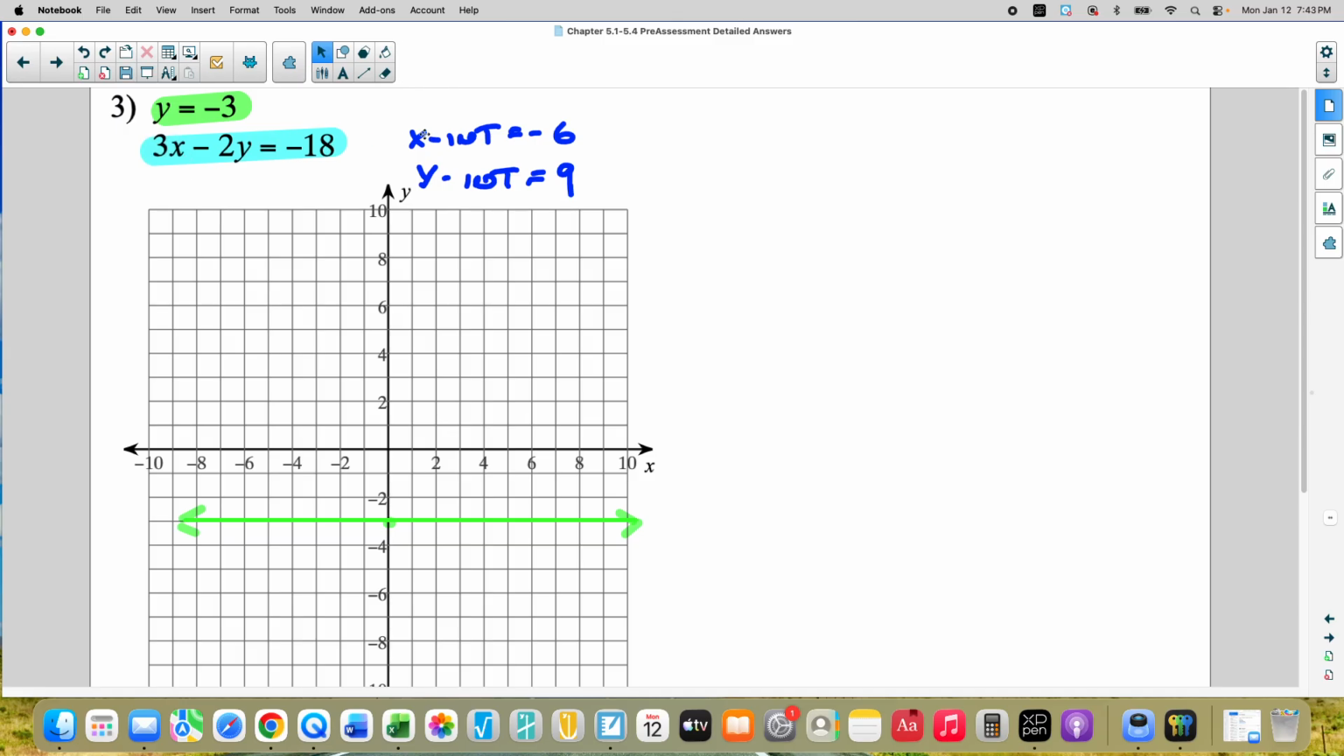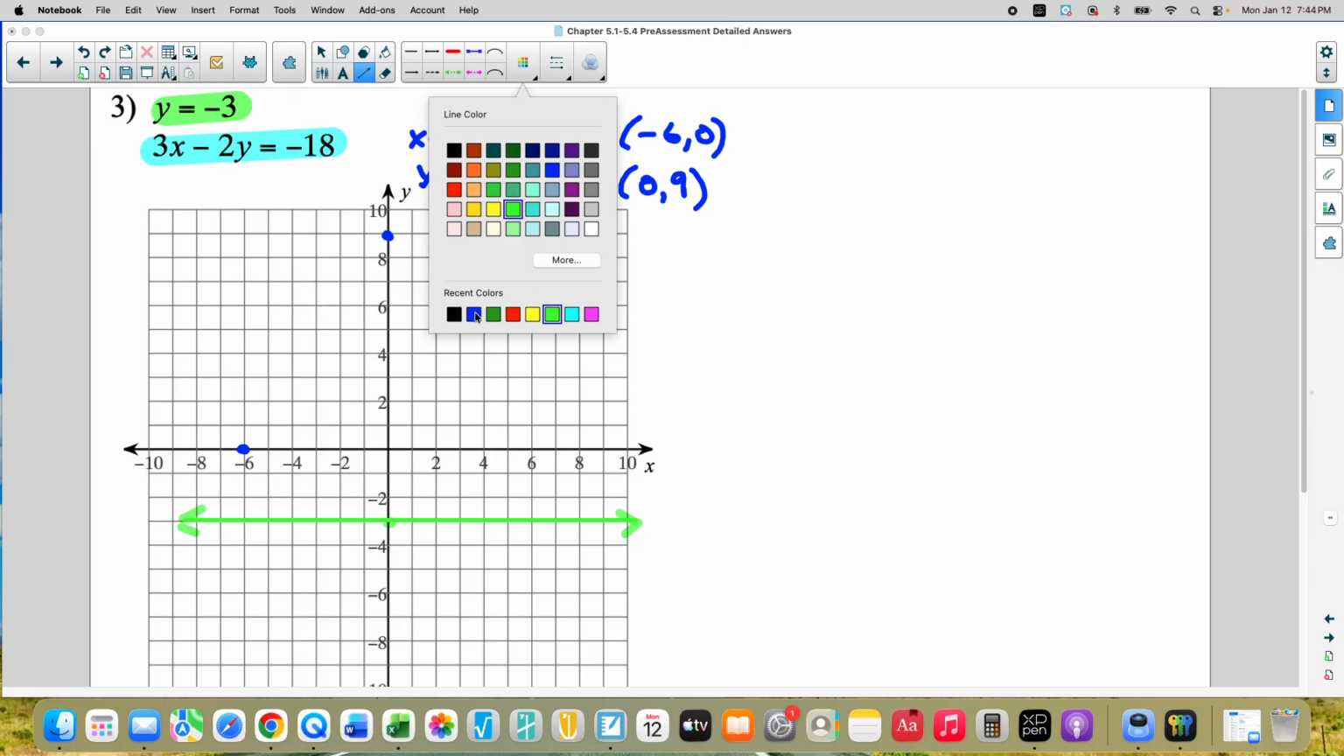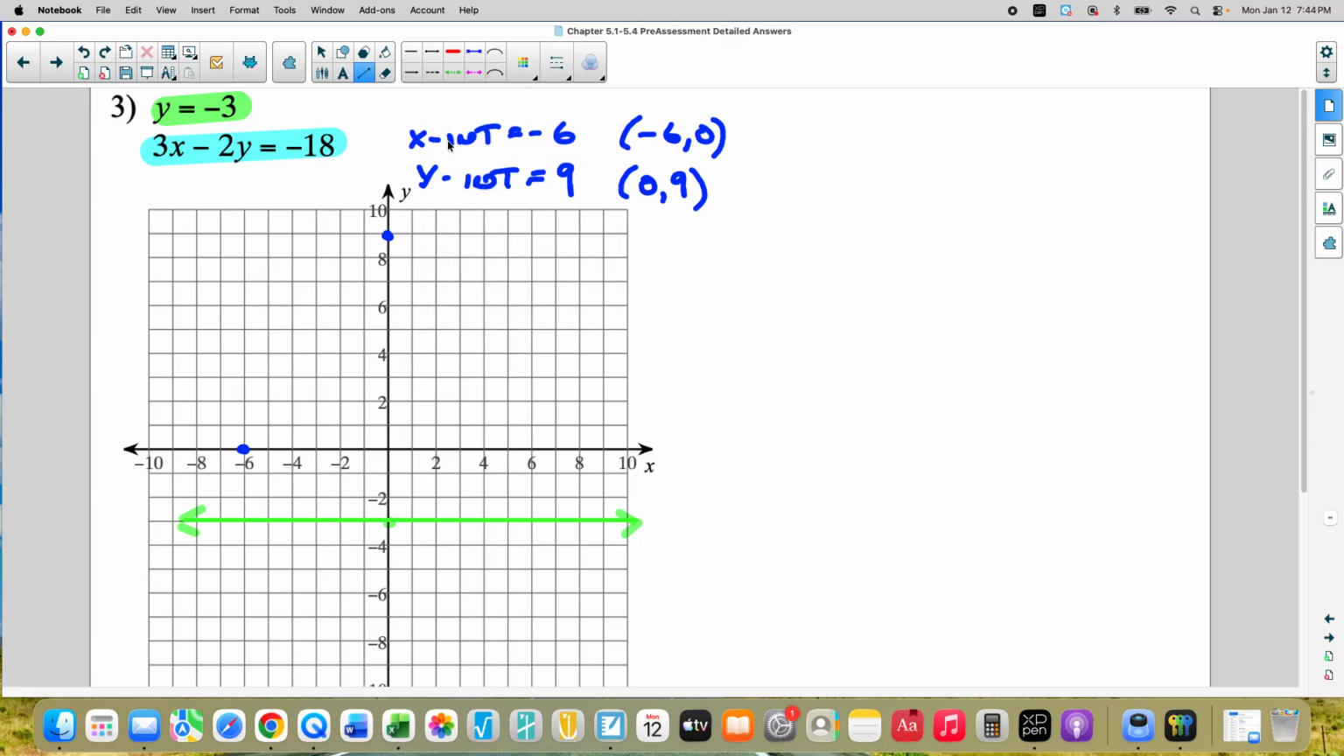So those are the 2 points. This is not the point -6, 9. This is the point -6, 0 and 0, 9. So we'll plot those. -6, 0 and 0, 9 takes me there. Let's graph that. Connect those 2 dots. And now we want to see where does it intersect.